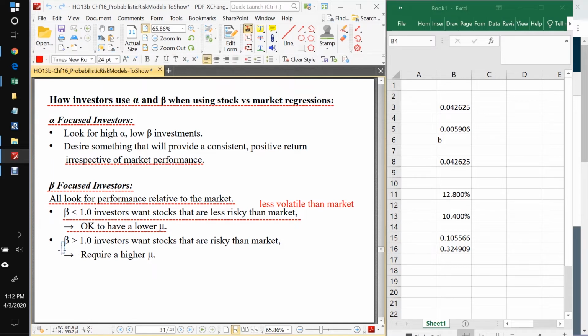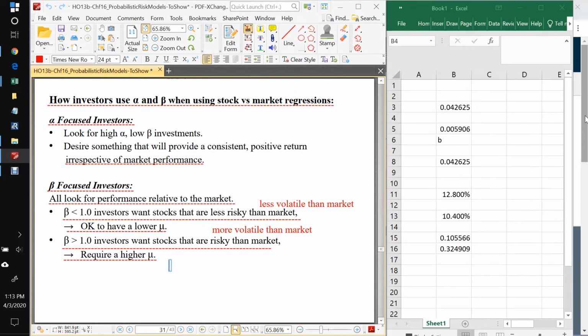On the other hand, the other big class of beta-focused investors are those that are looking for what we call high beta stocks. These are stocks with a beta greater than the market's, okay? And they understand these are riskier than the market, more volatile than the market. And to get investors to buy into their mutual fund, they're going to need a high average return. Otherwise, no one's going to be interested in their funds. They're going to say, well, I'd rather just invest in the market or a low beta type of fund.